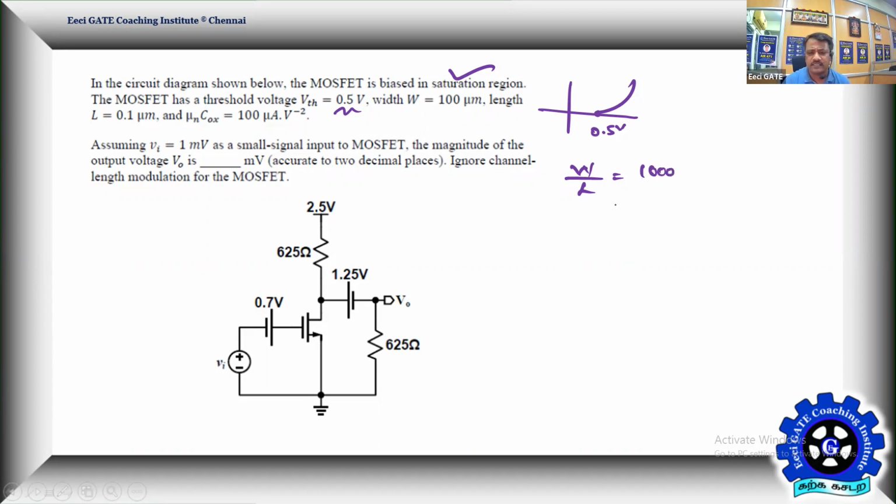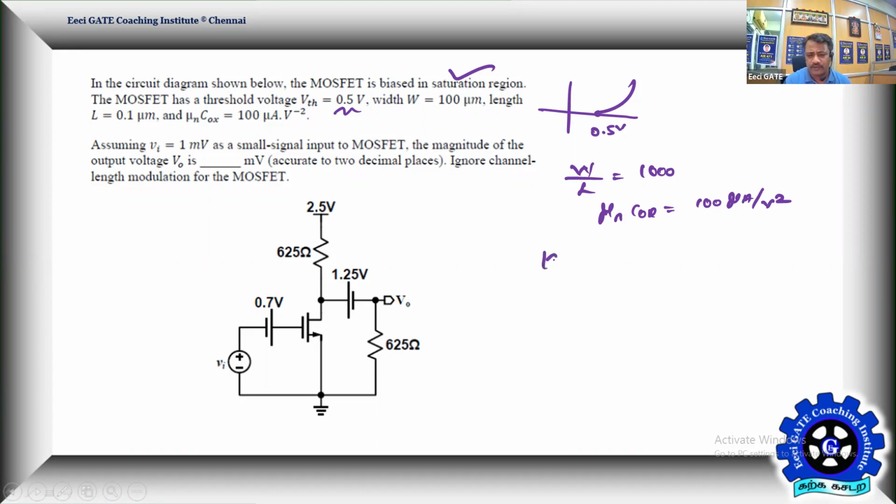Mu and Cox is given. So mu n Cox is given as 100 microamps per volt square. Okay, so take it conveniently. It is given as V power minus 2. That's the given data. If required, we have to do the DC analysis.